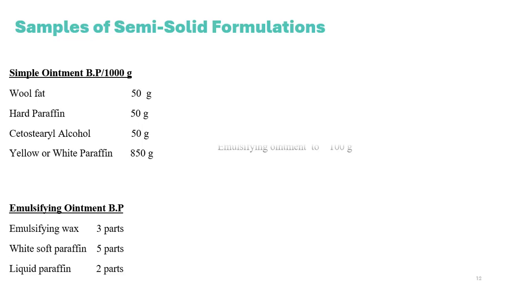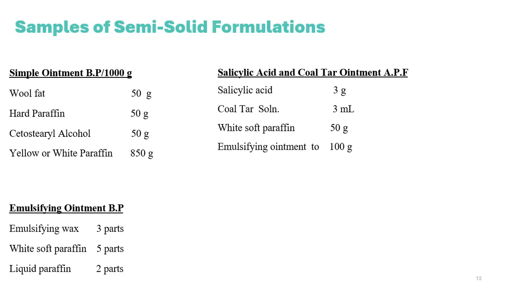Now let's look at this one, salicylic acid and coal tar ointment APF. Here salicylic acid is a powder, so that's 3 grams, but they have listed the coal tar solution as 3 ml. And so you really have to read the recipe carefully to see what and how it's written. Look at it good. White soft paraffin is 50 grams, but the emulsifying ointment is to QS to 100 grams.